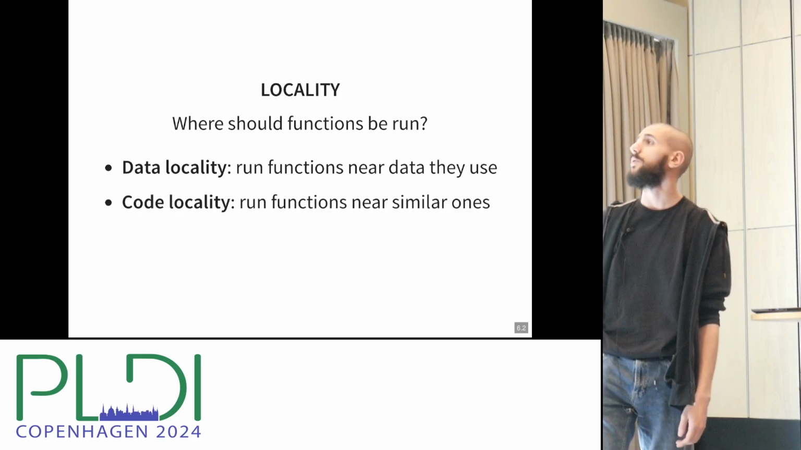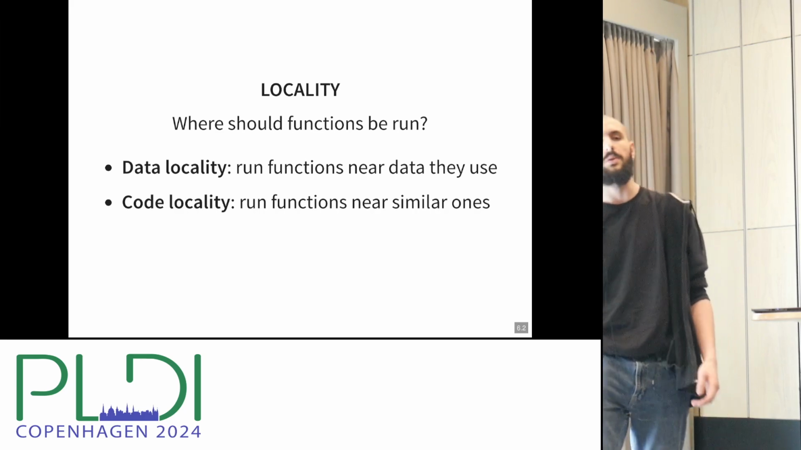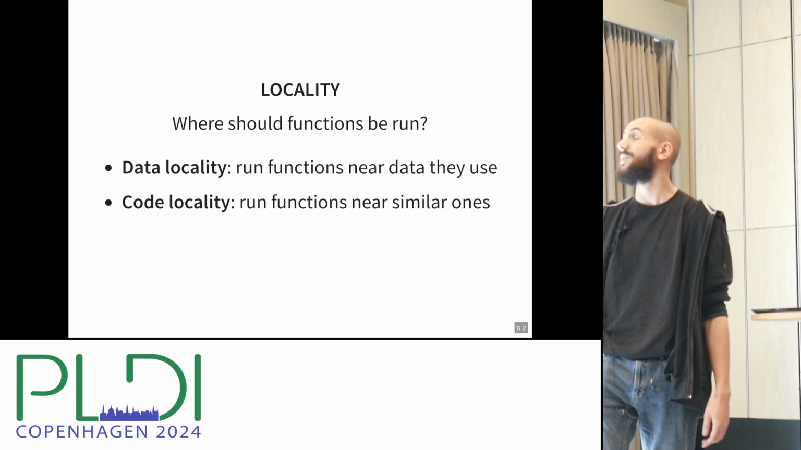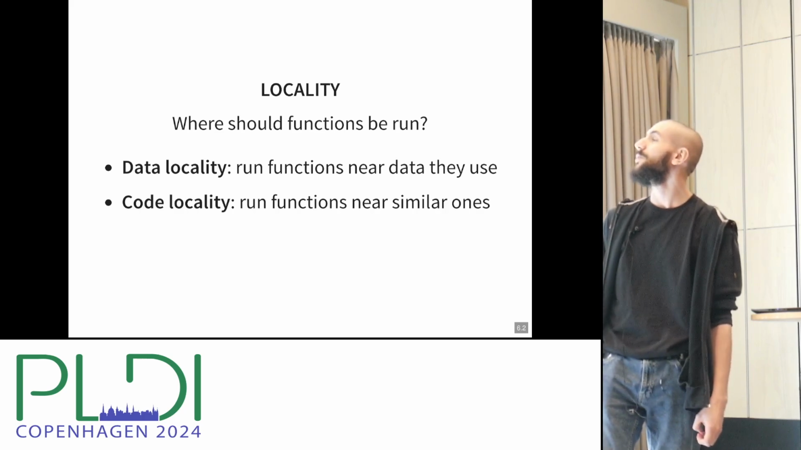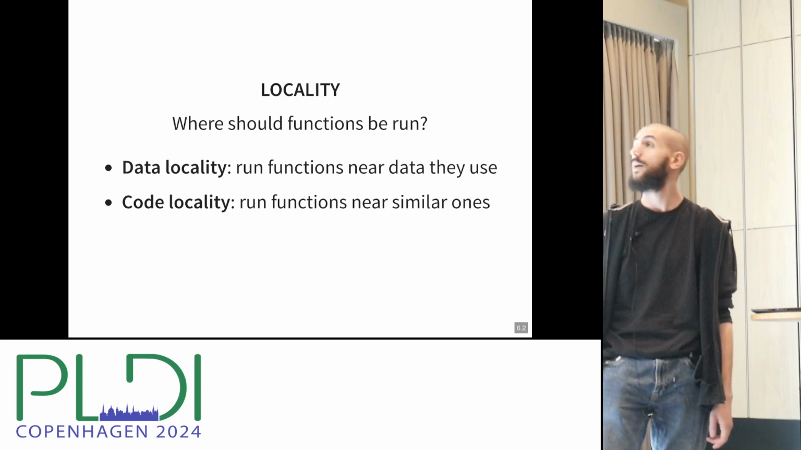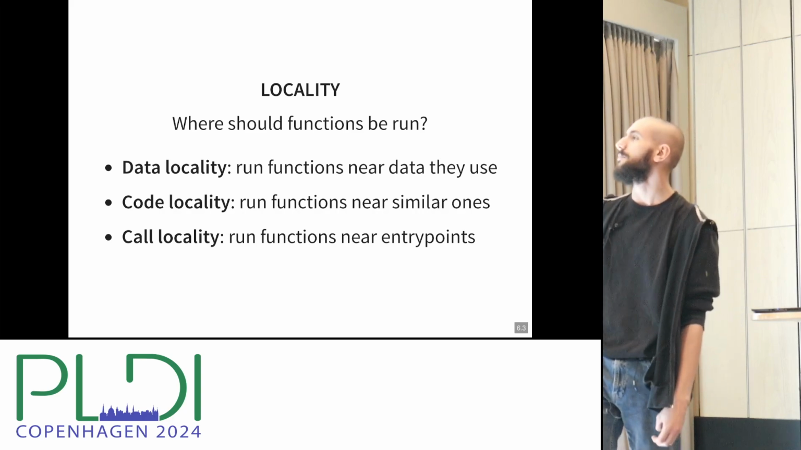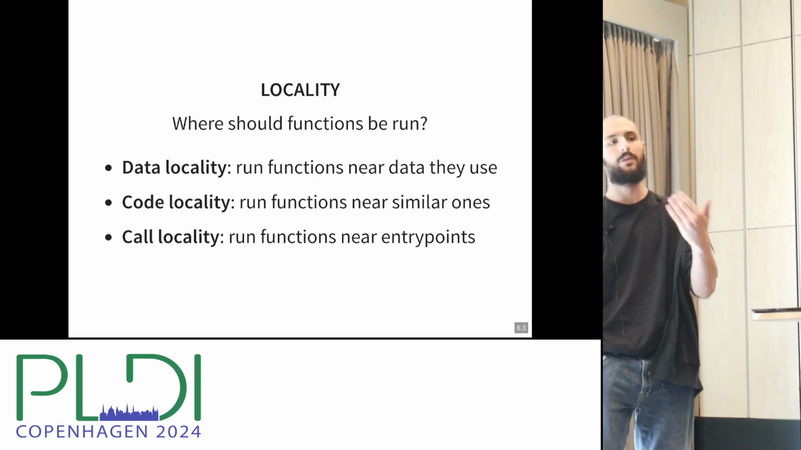And code locality boils down to running functions near similar ones. And by similar ones, I mean functions that share dependencies. This boils down to minimizing cold starts. We want to reuse the dependencies that we have already downloaded and compiled as much as possible. And finally, we have co-locality. Co-locality is a bit more tricky and means we want to run functions that trigger others near the entry points.